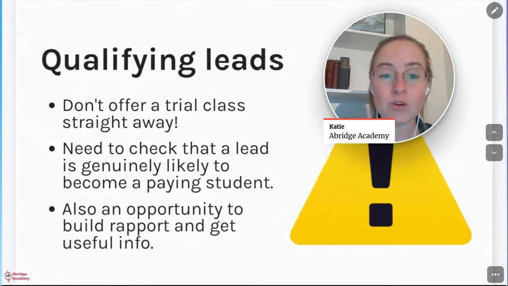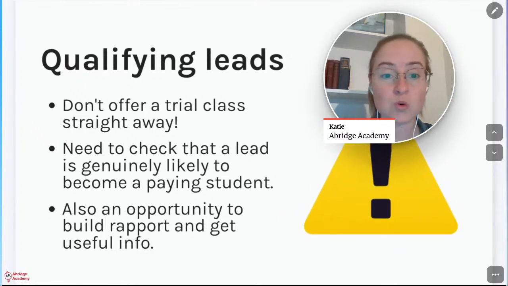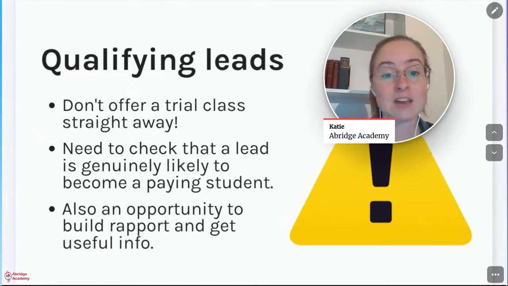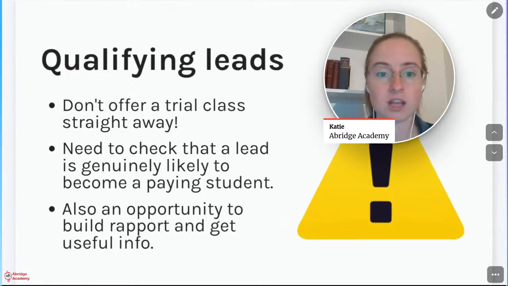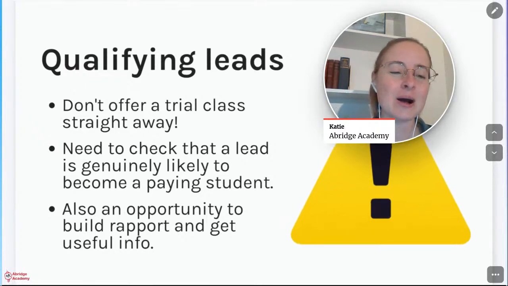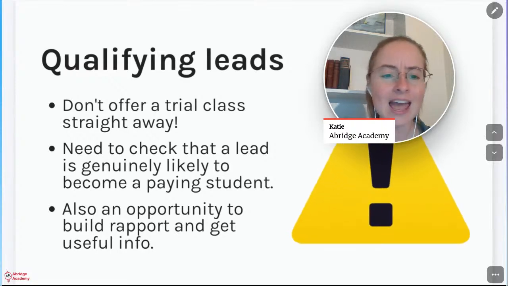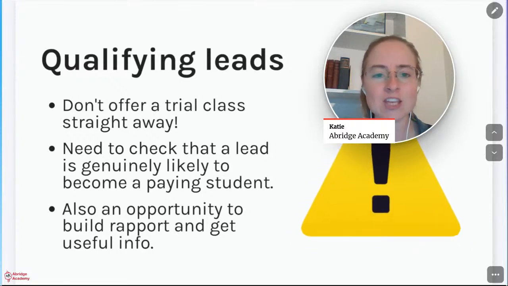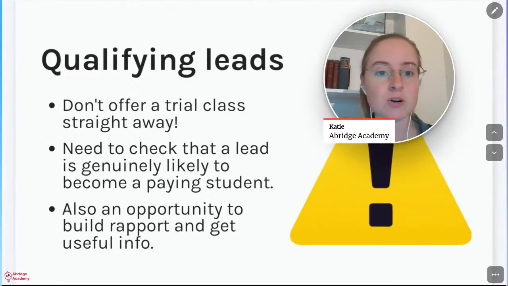I message back and forth at least 5 or 6 messages before I even mention trial classes or classes at all. And for me, it's quite a big red flag if they're immediately asking for trial classes or freebies before they've even told me what they want to learn. Key things you want to check: that the lead is genuinely likely to become a paying student. And it's also an opportunity to build some rapport and get useful info so you know what to teach in the trial class, and what kind of sales messaging approaches to use.